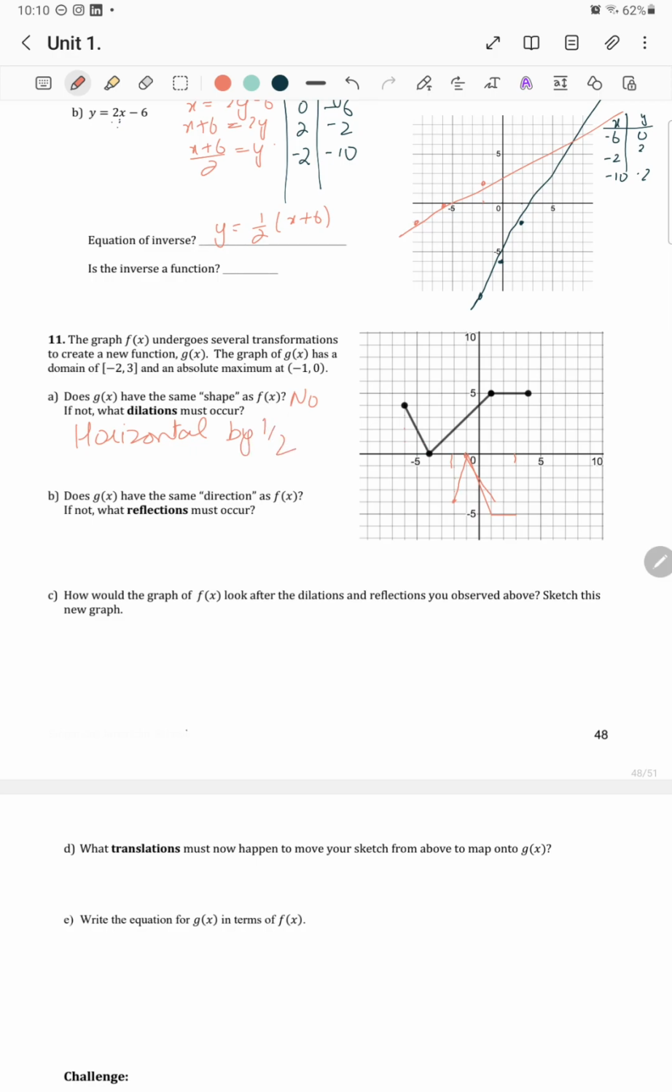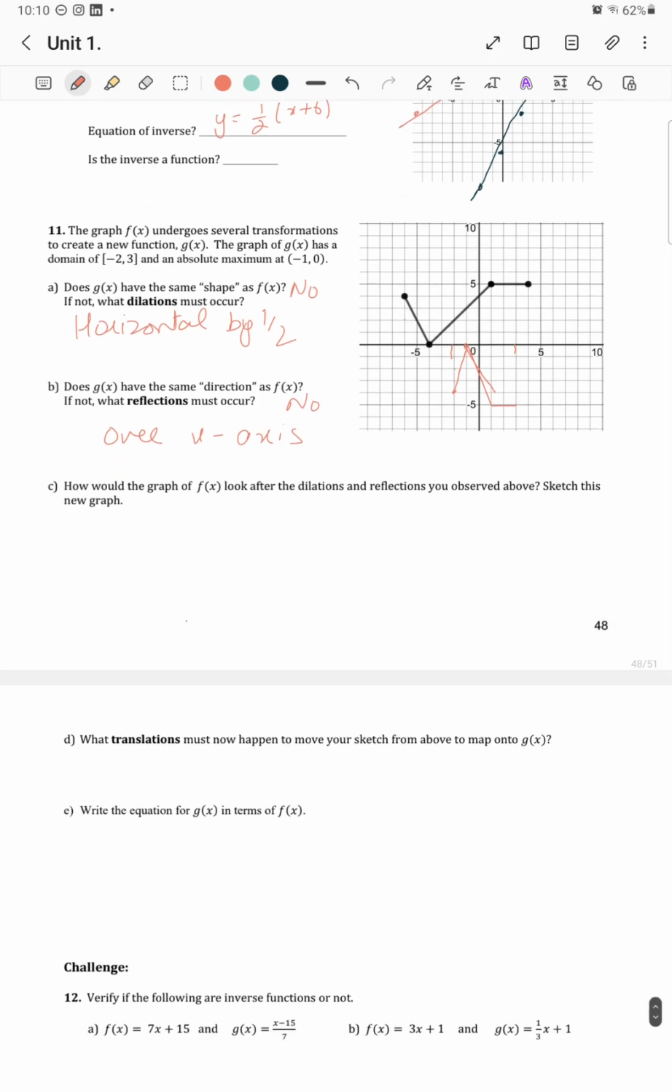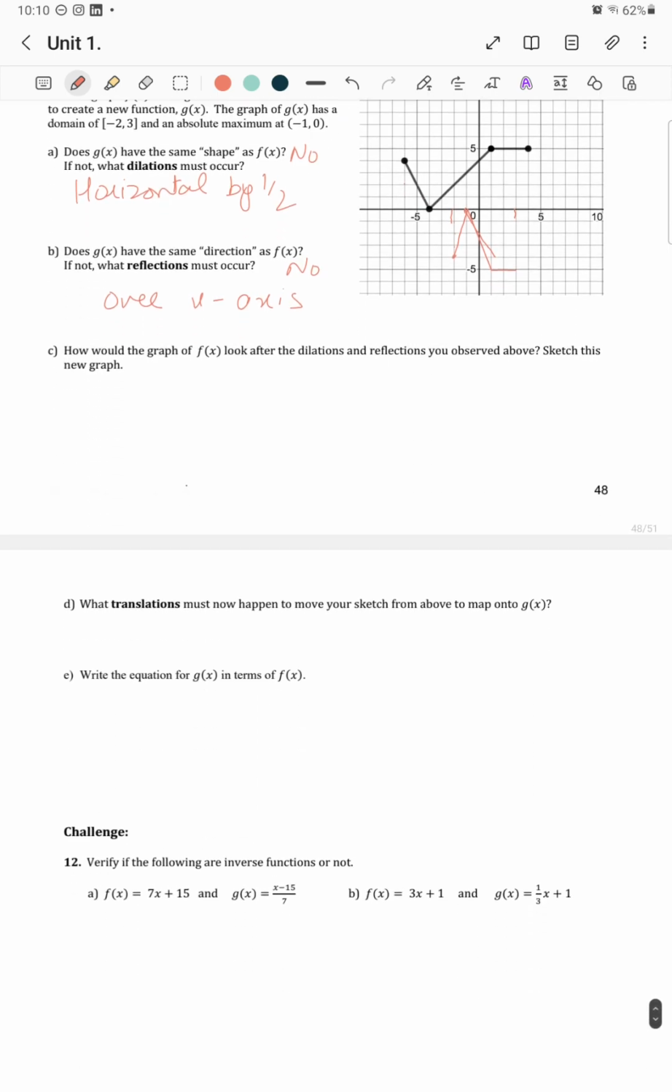Is it the same direction as f of x? If not, for reflection, there is no reflection over the x-axis. I have done the sketching. What translations must now happen to move your sketch from the above mapping to g of x? So you move 1 unit right. Write the equation for g of x in terms of f of x. G of x would be equal to minus f of 2x minus 1.